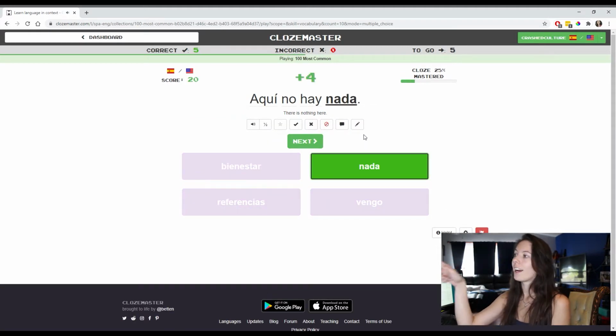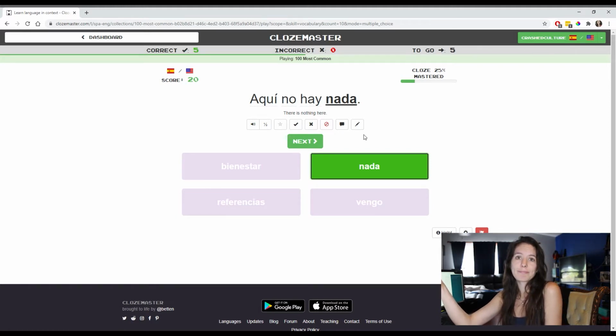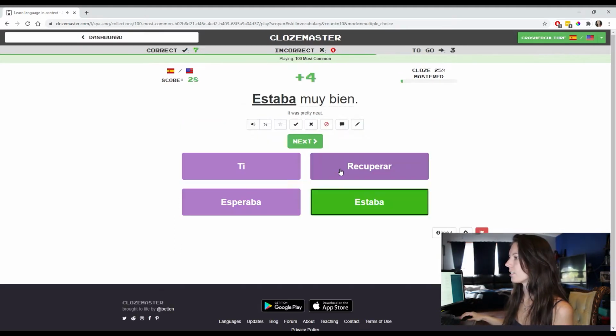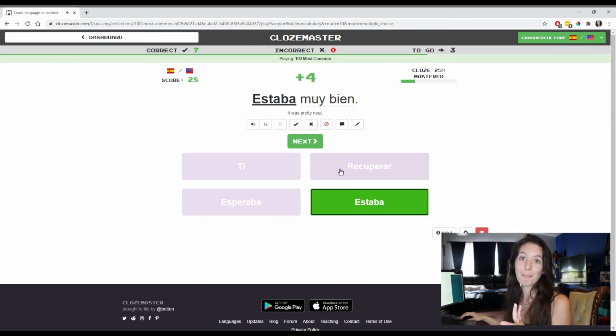Aquí no hay nada. Again, this is really interesting because they're beginner words, but they're put together in a way that you wouldn't think of unless you were a native. Because I wouldn't think to put together words like that. Lo sé. Estaba. Estaba muy bien. Past tense. Again, intermediate. Past tense is definitely intermediate stuff.